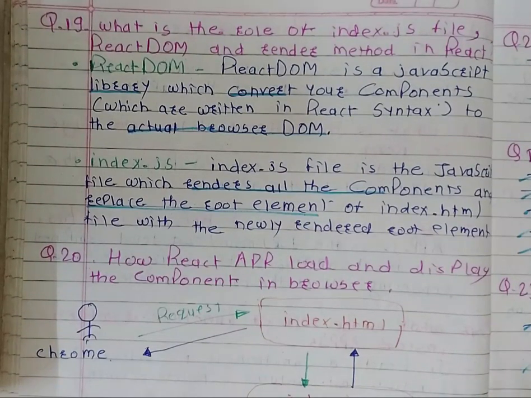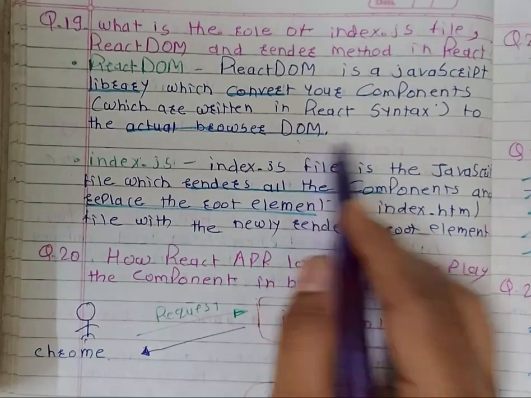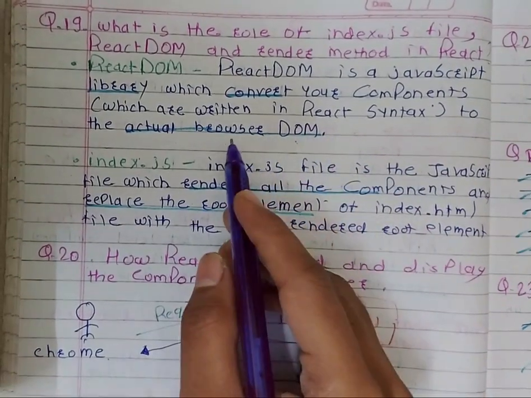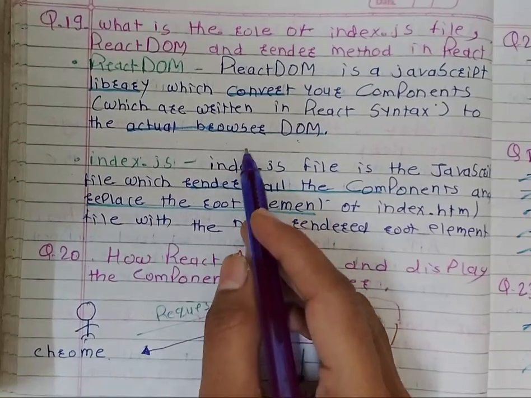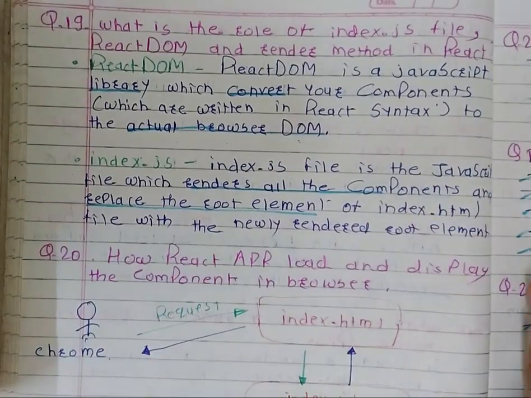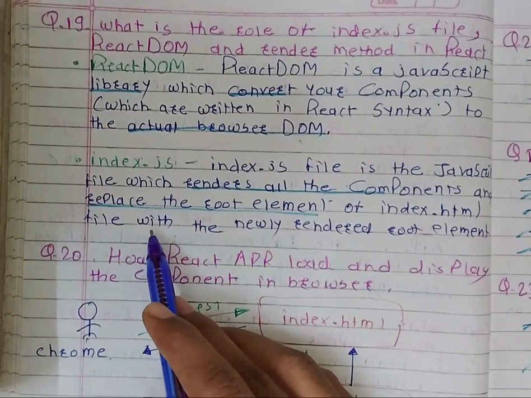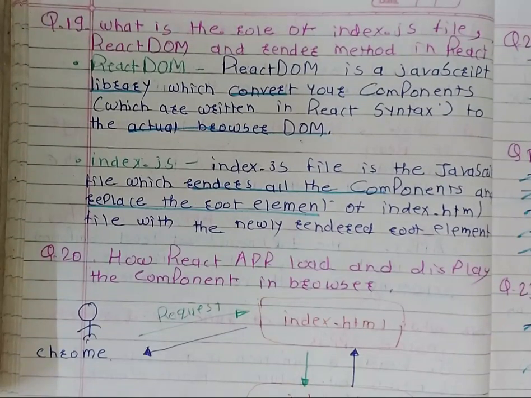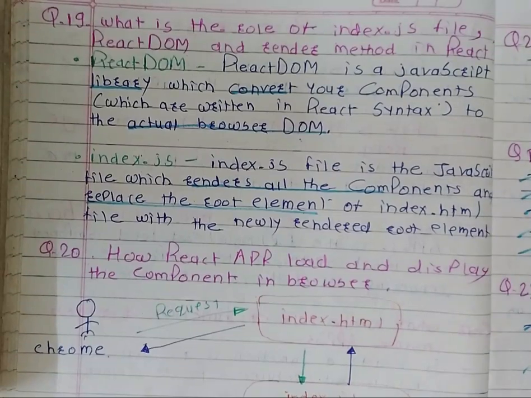Because the browser can't understand React, what does it do? It converts all the components into the actual browser DOM, and then the browser understands this in a single file. Then the index.js file is a JavaScript file which renders all the components and replaces the root element of index.html. So there is only a single file, index.js, having the single root element which is in index.html.